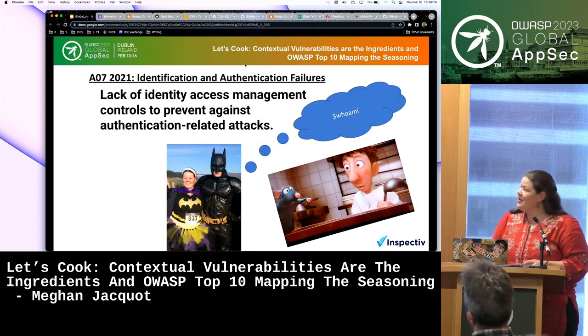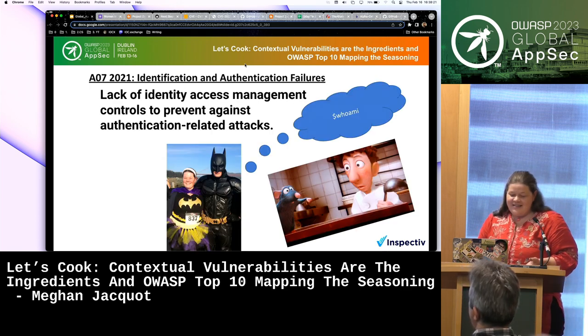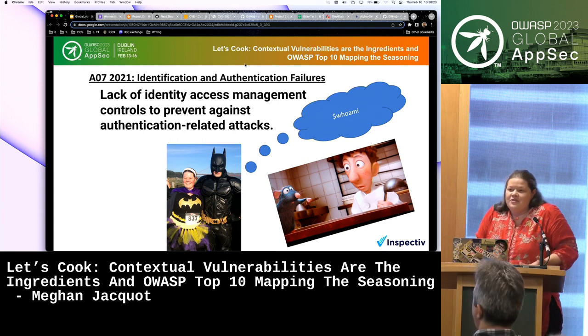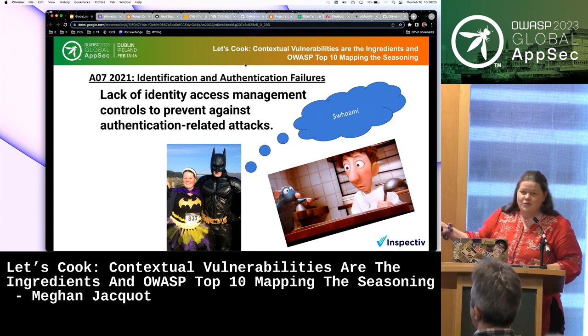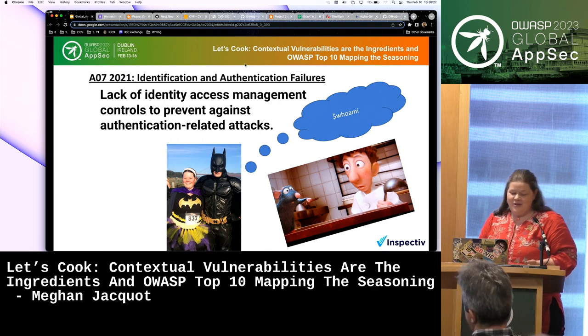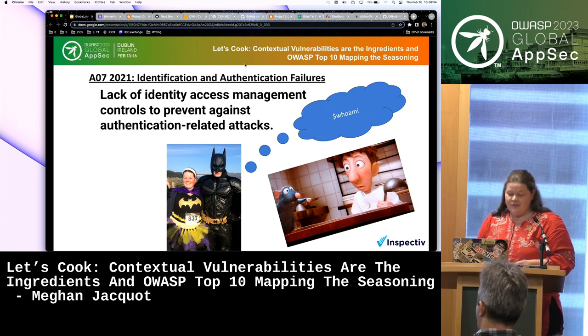Our next one is identity and access management. We have to think about who's actually doing that cooking. If anyone's seen the movie Ratatouille, who's behind that? Who's doing that? That lack of identity can lead to all sorts of issues that might occur.